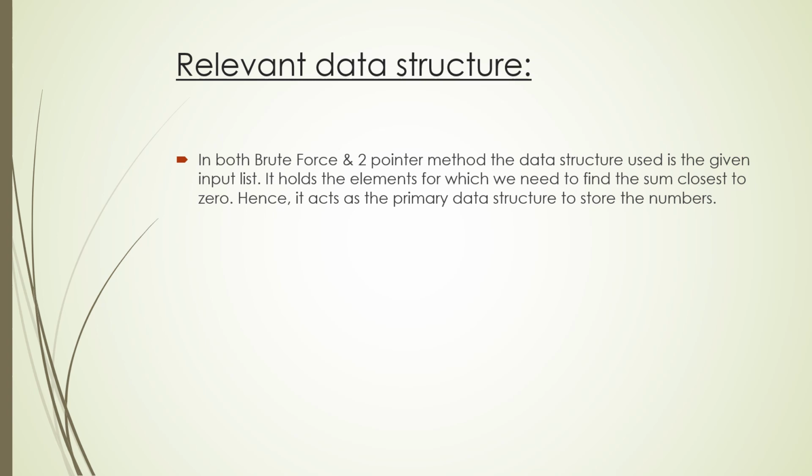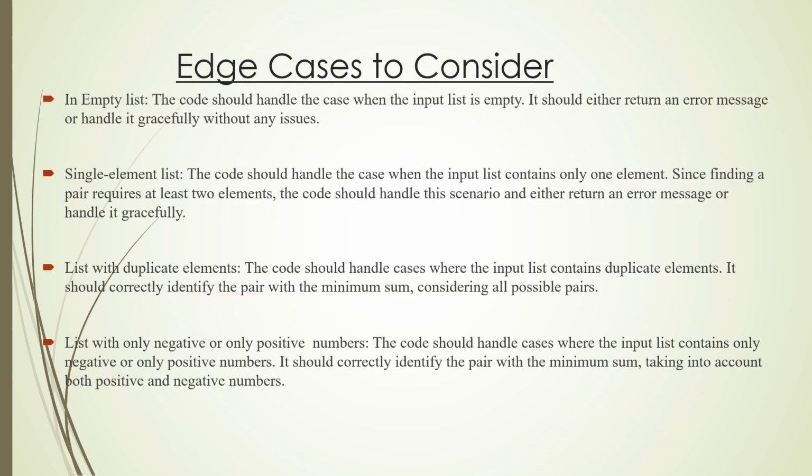Relevant data structure. In both the brute force and two-pointer methods, the data structure used is the given input list. It holds the elements for which we need to find the sum closest to 0. Hence, it acts as the primary data structure to store the numbers.